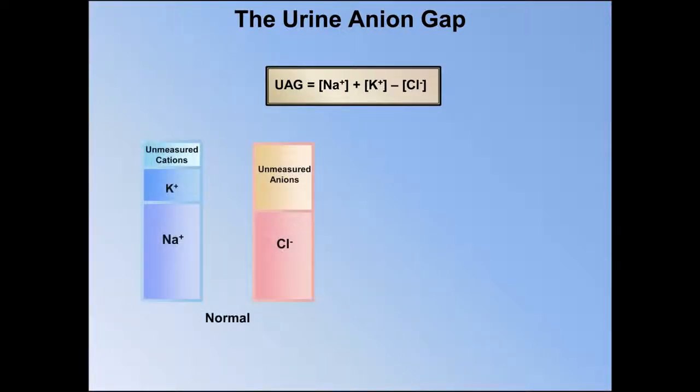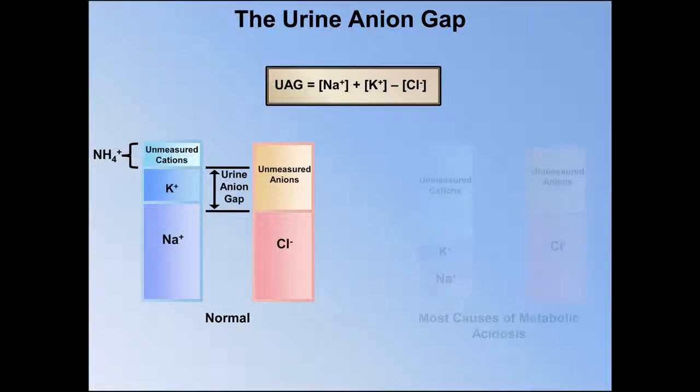Well, here is a diagram of the normal breakdown of various positively charged cations and negatively charged anions in the urine. As you can see, the cations are composed predominantly of sodium and potassium, with a small contribution from some unmeasured cations, which are predominantly ammonium, while the anions are chloride, with a slightly larger contribution from the unmeasured anions, which are predominantly phosphates and sulfates. The urine anion gap is essentially this difference here.